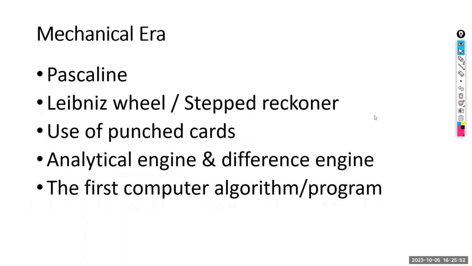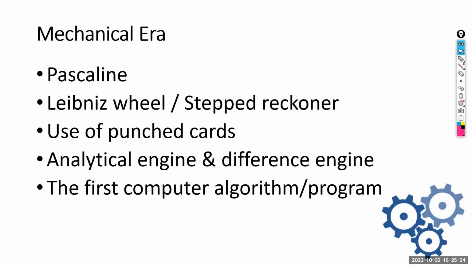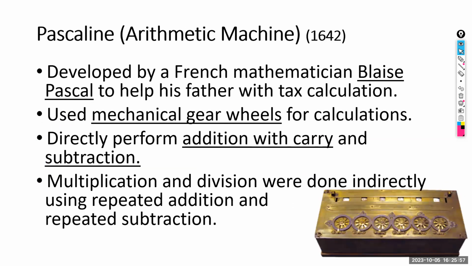starting with the Pascaline. So the Pascaline is an arithmetic machine. You can see gear wheels and so on, of course, this is what you can see from outside. This is a prototype made later, not the exact Pascaline, but something made after documentation, people have redeveloped it. This was developed by a French mathematician, Blaise Pascal.